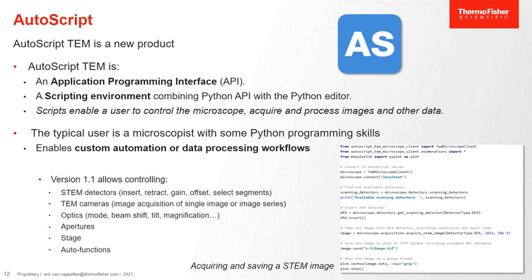Why Python? Well, it's the fastest growing open source language. It's a great community. There's lots of tutorial and reference materials online. It easily interfaces with other languages. And for free, you get a large number of libraries. And on the lower right-hand side of the slide, you see just a quick example on how to acquire and save a STEM image.